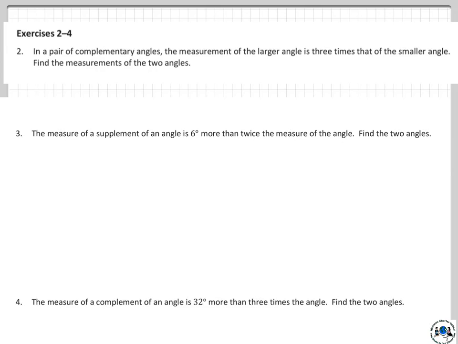Now, in a pair of complementary angles, and again, we just need to remember what that means, go back and discover if you'd forgotten, the measurement of the larger angle is 3 times that of the smaller angle. Find the measurements of the two angles. So, use what you know or use what we've just done to help you do that, and come on back.